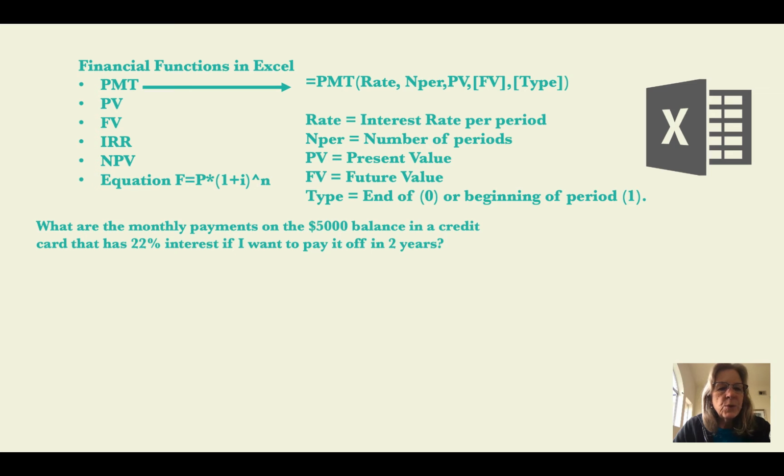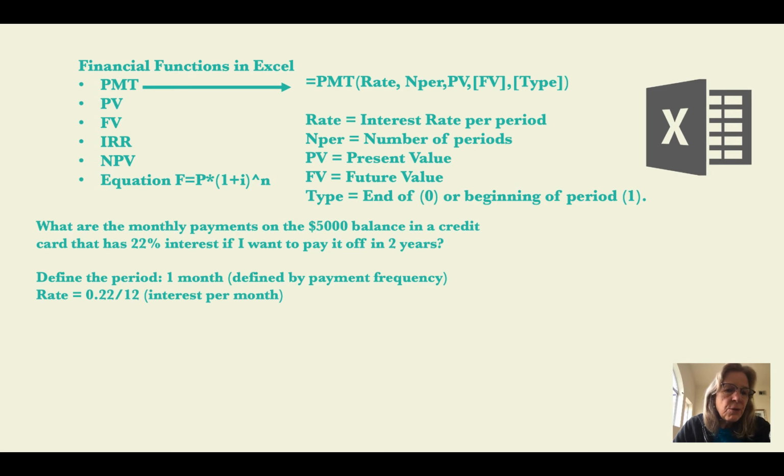So remember the thing I said before, it's very important to define a period. In this case, I'm defining it as a month because I want to know the monthly payments. I don't want to know the yearly payments. That's my definition of a period. So then the rate is 22% divided by 12, or the interest rate per month. The number of periods is 2 years times 12 months in a year. And then the present value is 5,000. So I just go ahead and put those values into this function.